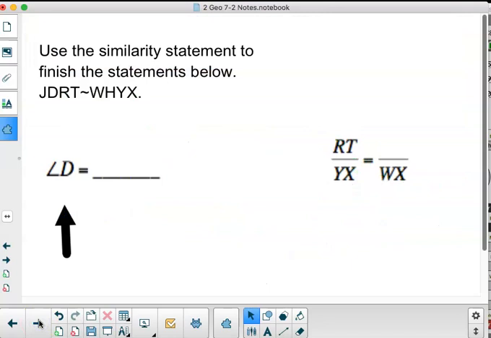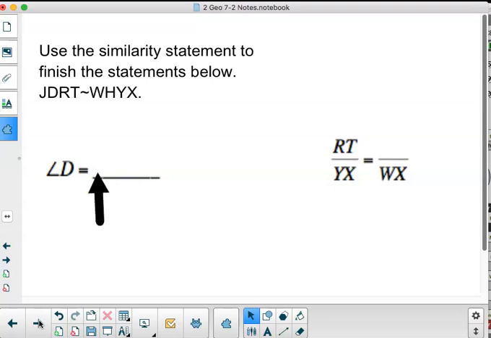Okay, use the similarity statement to finish the statements below. Hey, look, it's a similarity statement. What do you remember about similarity statements? Oh yeah, order matters. That's all I'm going to tell you. Tell me which angle. Tell me which side. Go.